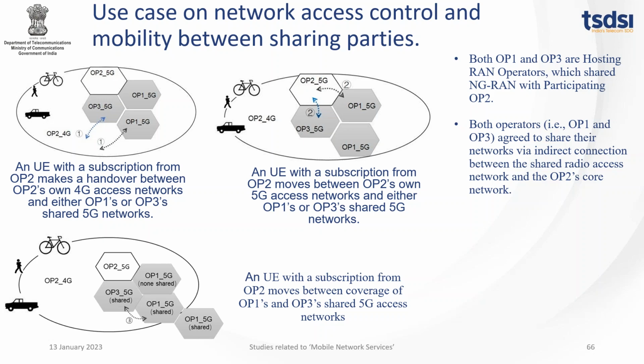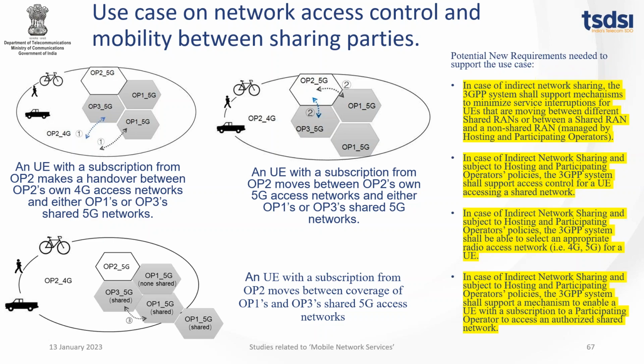If you see the right side figure, here the UE from operator 2's 5G coverage, when it moves to either operator 1's 5G coverage or operator 3's 5G coverage, the handover should be smooth, handover should be supported, and also all call-related or service-related aspects should be supported. In the bottom figure, when the UE of operator 2 moves from operator 3's 5G to operator 1's 5G coverage, the handover and the related call-related services have to be continued and supported. So these are the aspects that need to be supported when there is an indirect inter-PLMN connectivity between the participating operator and the hosting operator. The next slide talks about the potential new requirements because of these use cases. Next slide, please. Next, these are the requirements.